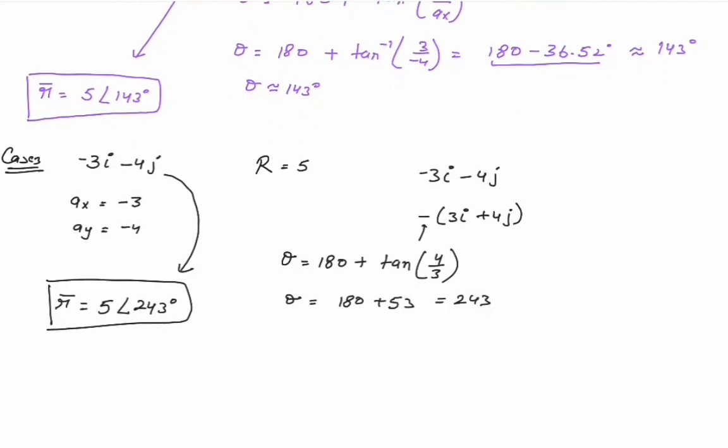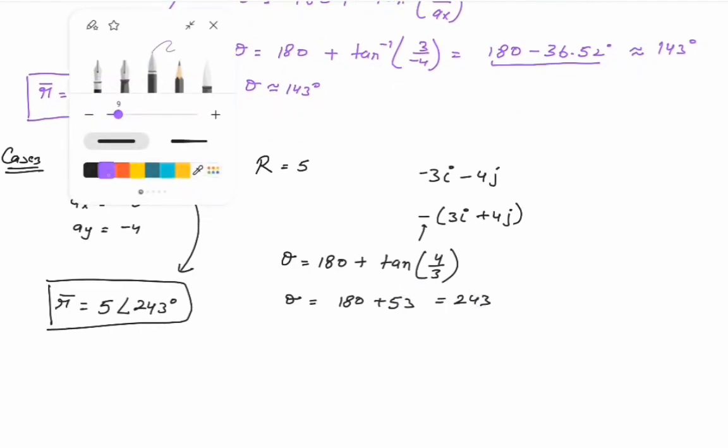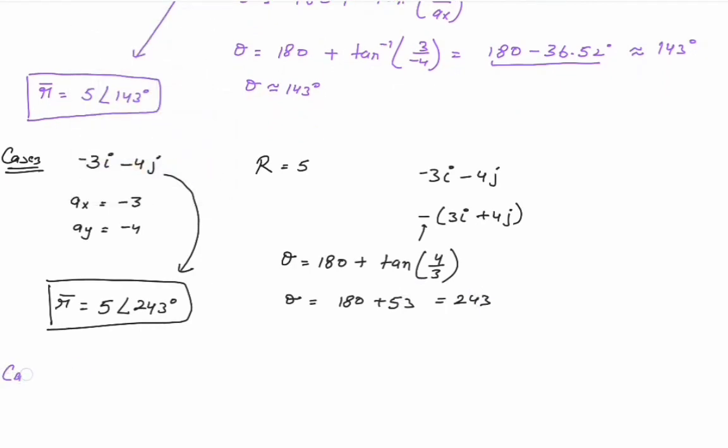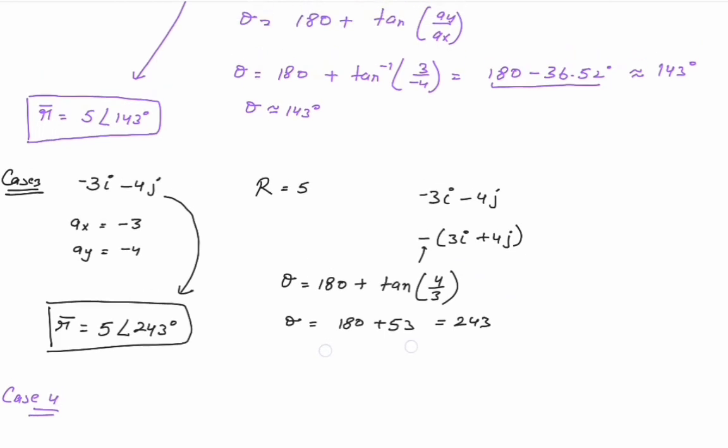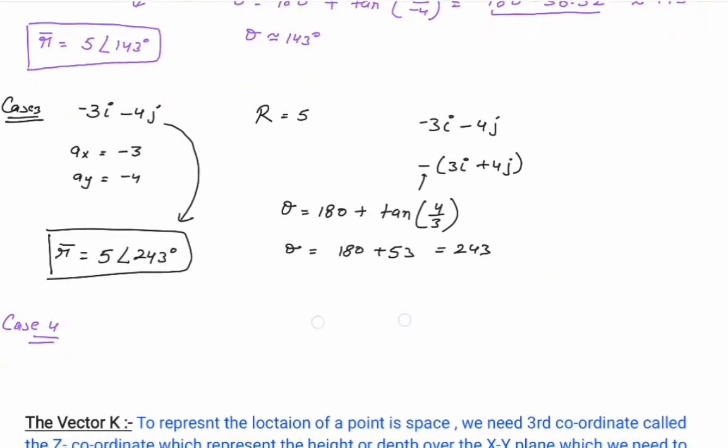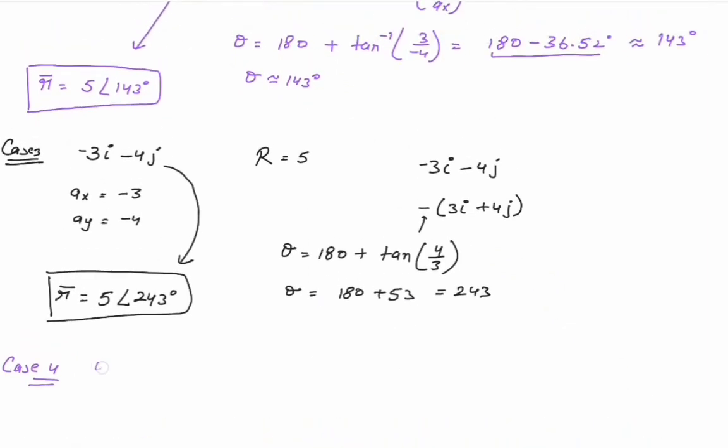Okay, the third possible case we have seen. Now we will see the fourth possible case. 4i minus of 3j cap. The vector is given like this. Ax is 4, ay is minus of 3. If you calculate the magnitude, you will get r is equal to 5.